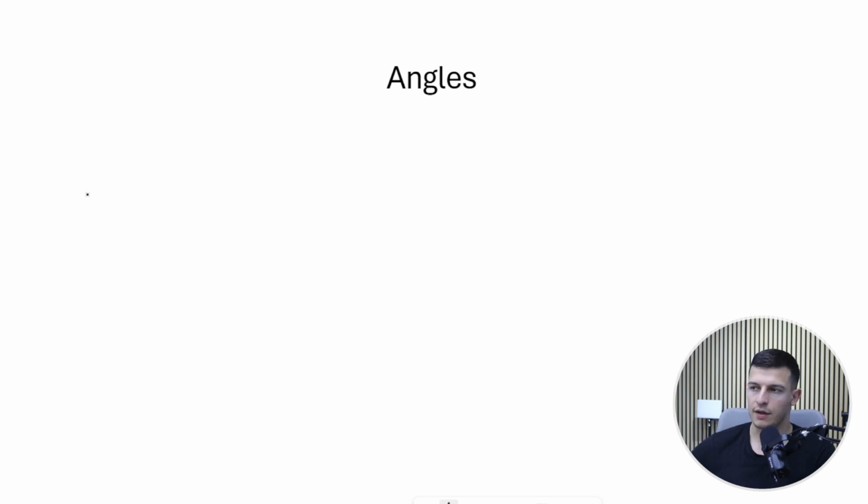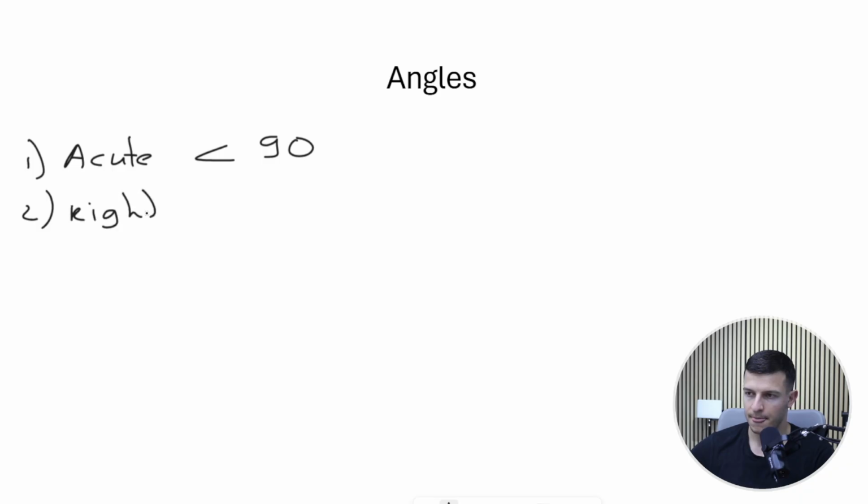All right, moving into angles. Now, I want to say a few things before we start doing some problems. Some stuff that we will need to remember in terms of wording. We have 4 different types of angle. We've got an acute angle, which is less than 90 degrees, so between 0 and 90. Then we've got a right angle, which is equal to 90.